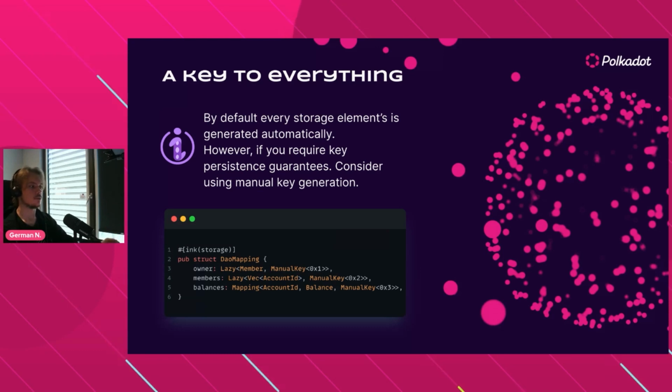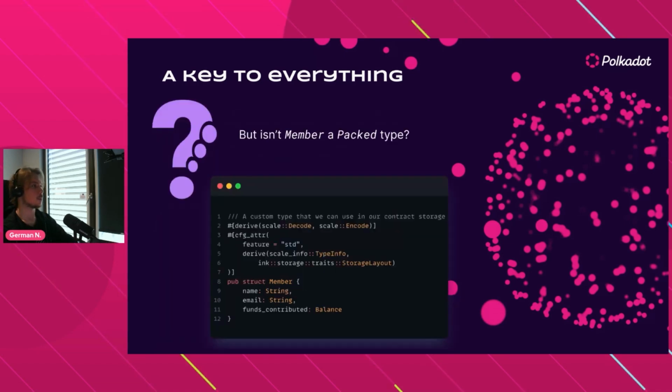You can define a key. Mapping, again, by default is an unpacked type, and mapping needs to have its own key in order to calculate its children elements with keys. And for that, we have an extra generic. You can define a manual key, and then to show an example, you provide a hexadecimal argument defining your concrete keys.